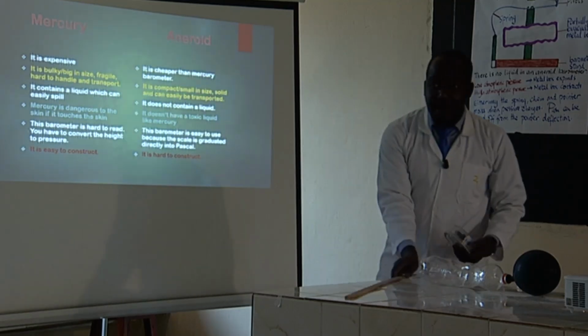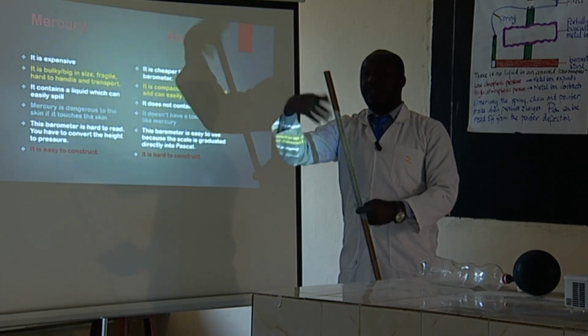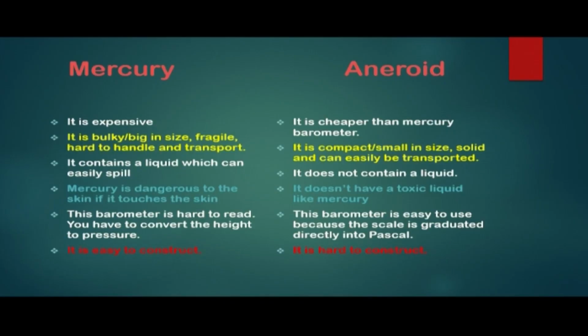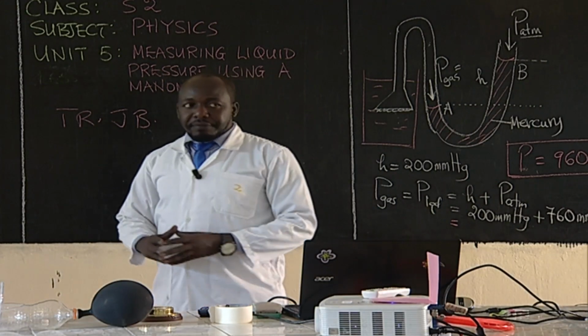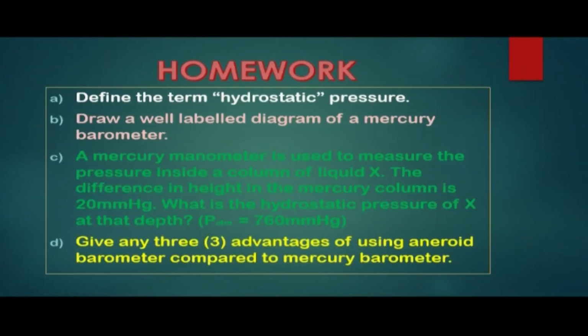But mercury barometer is quite long. It comes up to around this size. So it is hard to transport. And because it is made of glass, it is very brittle. It can easily break. So those are some of the differences and similarities between aneroid barometer and mercury barometer. And so as we conclude our lesson, I will leave you with some assignment to do.